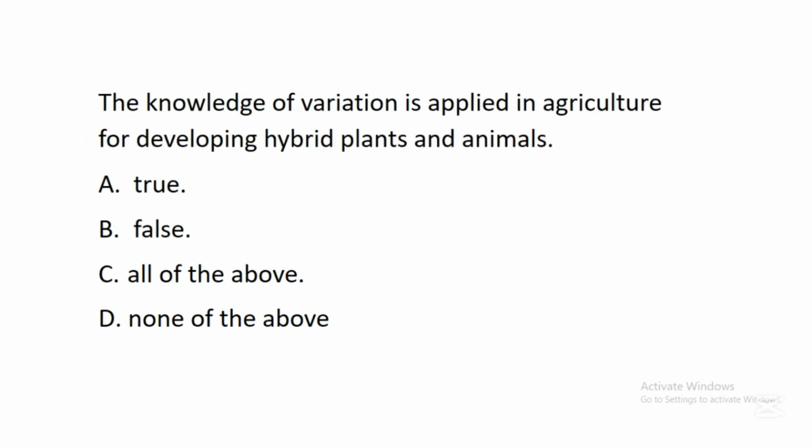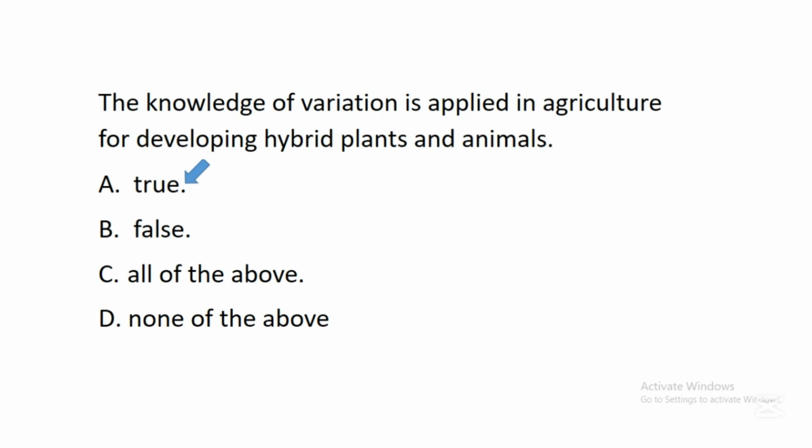The next question says, the knowledge of variation is applied in agriculture for developing hybrid plants and animals. A. True. B. False. C. All of the above. D. None of the above. In this question, the correct answer is A. True. So, studies have shown that the knowledge of variation is highly useful in the field of agriculture for developing what we call hybrid plants and animals.